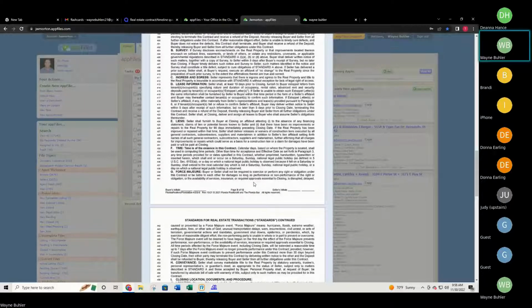So you guys now know inspection period cannot end on a weekend. So if it ends on a Saturday, it ends on a Monday. Correct. Unless Monday's a national legal holiday, then it'd actually be Tuesday. But yes, that is correct. An inspection period cannot end on a weekend.